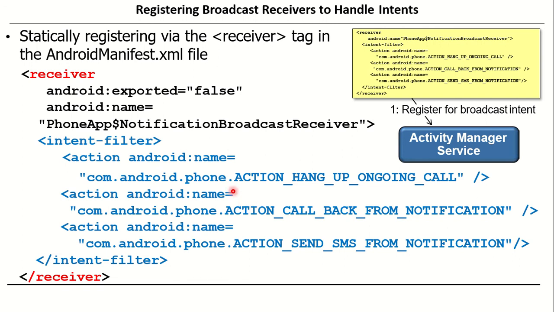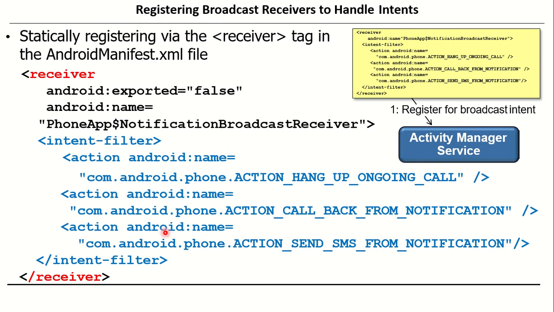So when any other application broadcasts an action hang up ongoing call intent, then the activity manager will call the onReceive function of the broadcast receiver of this application with this intent. Similarly, when any other application or system broadcasts action callback from notification intent, the receiver's onReceive function of this application will get called. Similarly for action send SMS from notification. So you can list n number of intents inside this.